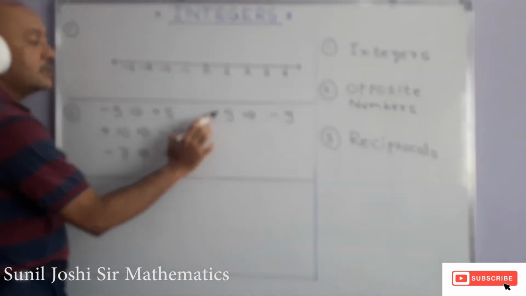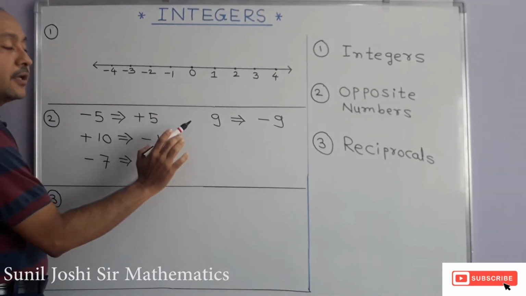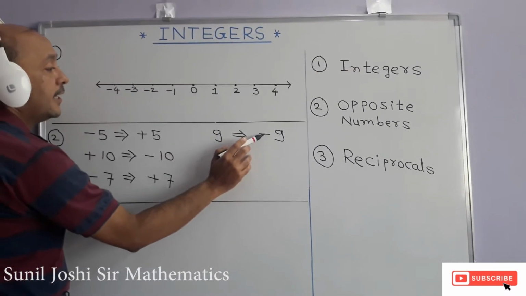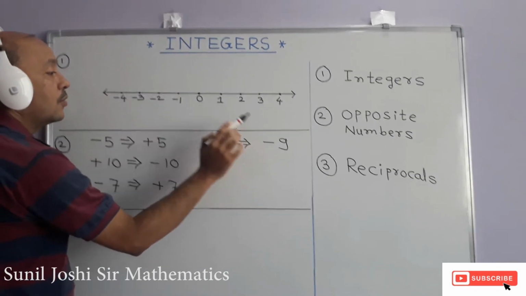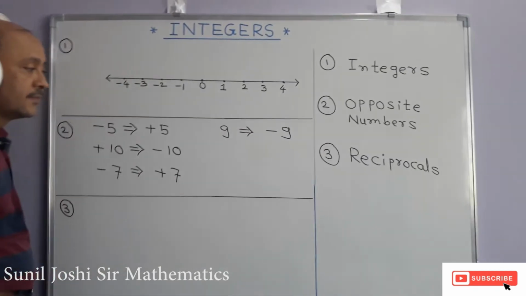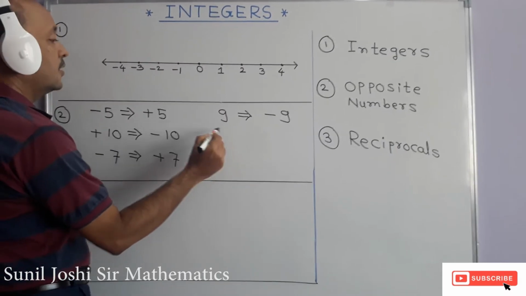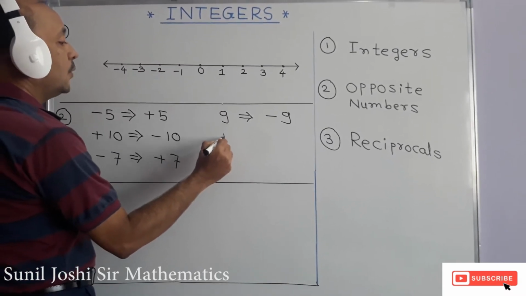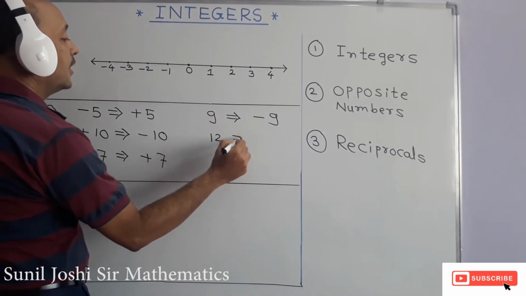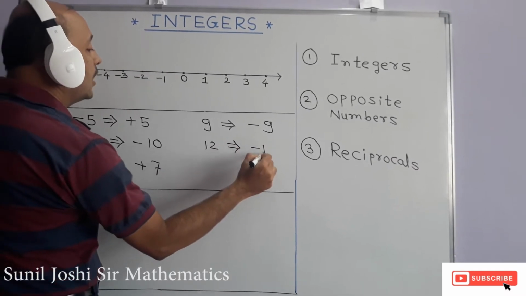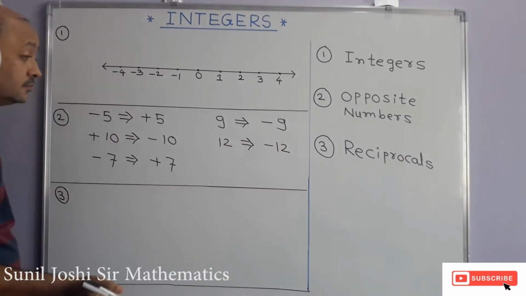Whenever you are calling just a number 9, it has the positive sign. The positive sign, if you do not write it, is okay. But whenever we are writing a negative number, the negative sign or minus sign must be there. Similarly, the opposite of 12 is negative 12 or minus 12.